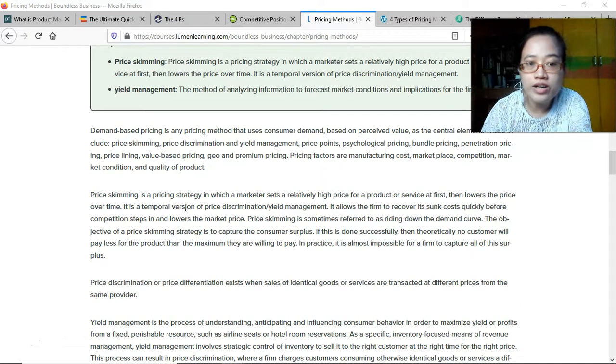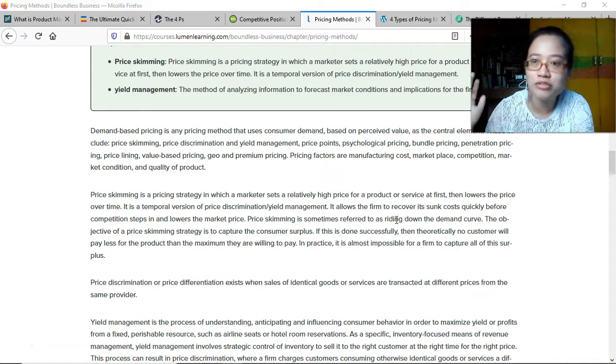Okay. Price skimming, a pricing strategy in which a marketer sets a relatively high price at first and then lowers the price over time. It is a temporal version of price discrimination or yield management. It allows the firm to recover its sunk cost quickly before competition steps in and lowers the market price. Oh, I see. Okay, so essentially the main point why they do it is for them to recover their sunk cost. Okay, probably the research and development cost. Instead of spreading it over a long period of time, they want to recover it early, so they set the price really high at the beginning.